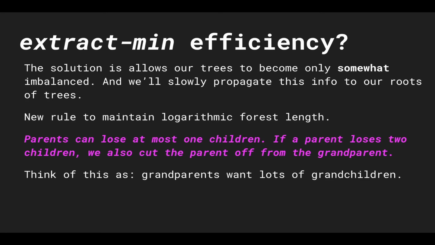But notice this rule has a recursive definition. It can propagate up. After the grandparent abandons its first child, if it abandons its second child, then its parent itself will cut off the grandparent. So you can see how this information is propagating up to the root of our trees.